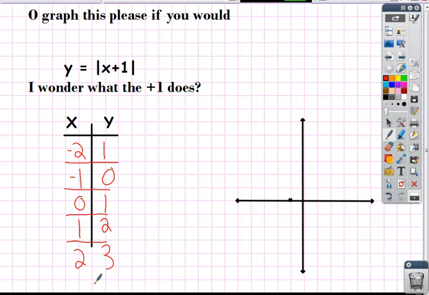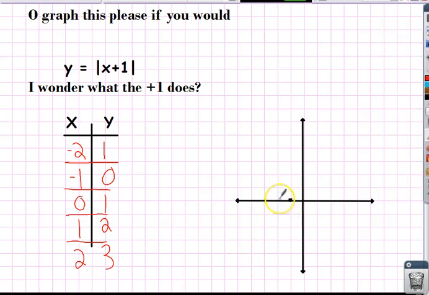So I plot these XY coordinates again. So at -2, I get 1. At -1, I get 0. At 0, I get 1. At x equals 1, I get y equals 2. And x equals 2, I get y equals 3. Now, I know what you're saying. It makes a check mark. But remember, since these lines are in fact infinite, it will carry on and make that V. So, the question is, what is my vertex now?